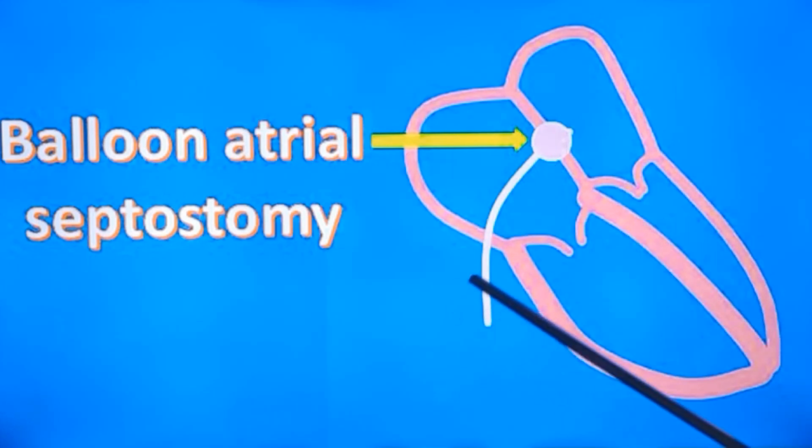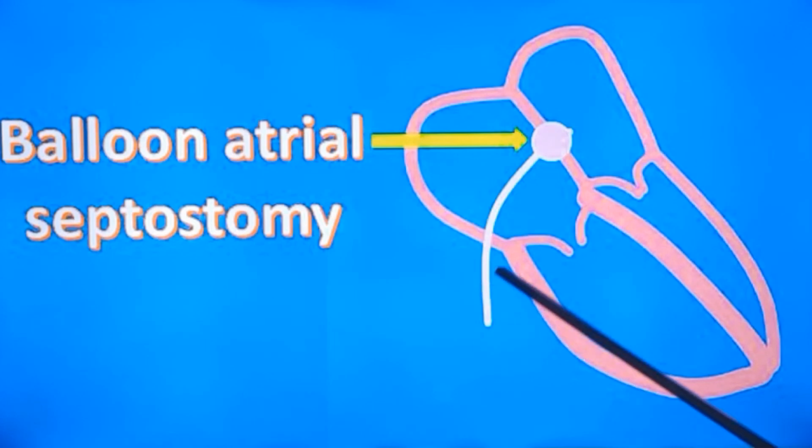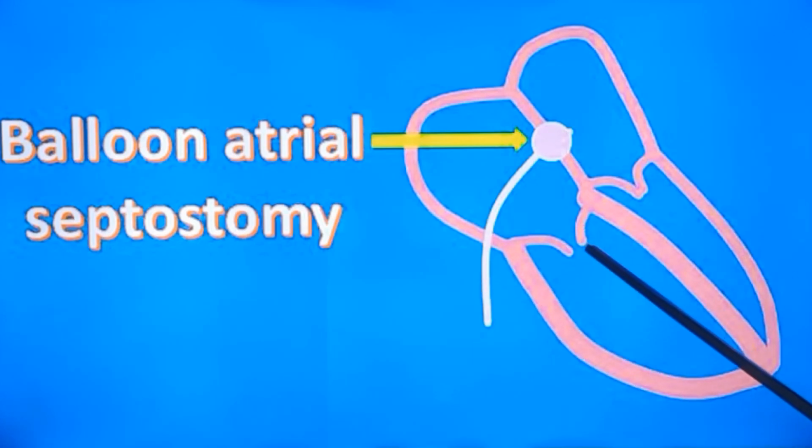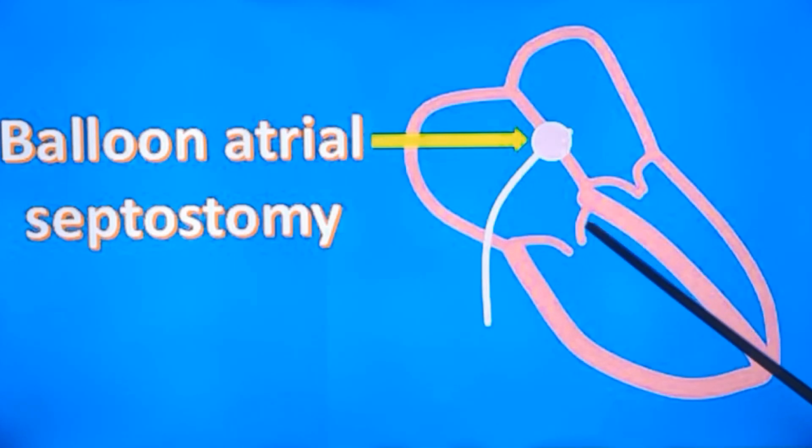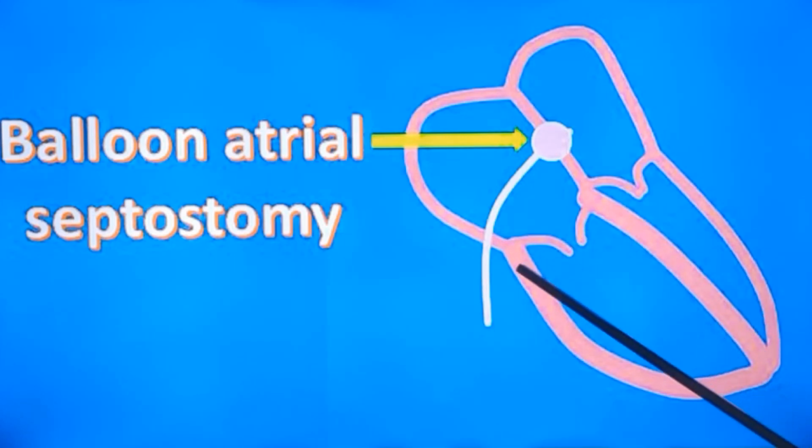Later on, the sick babies will improve and can be taken up for corrective surgery, either an arterial switch operation for transposition of great arteries, or rerouting of the pulmonary veins for total anomalous pulmonary venous drainage.